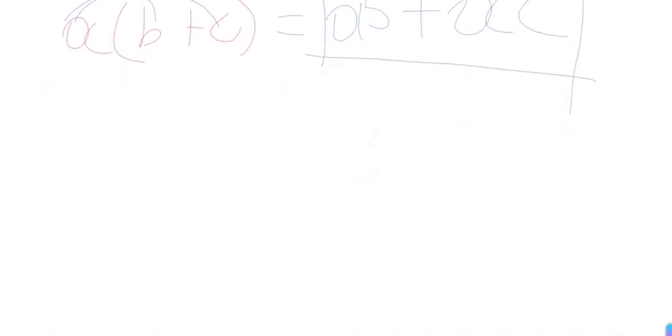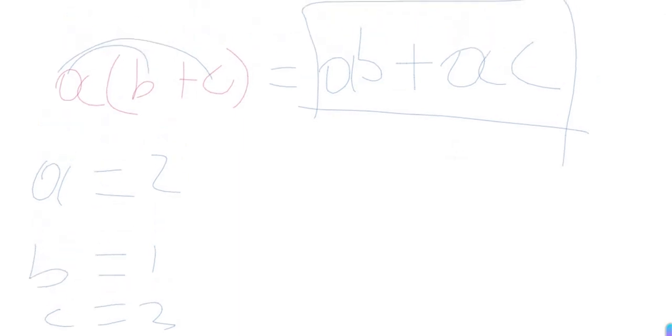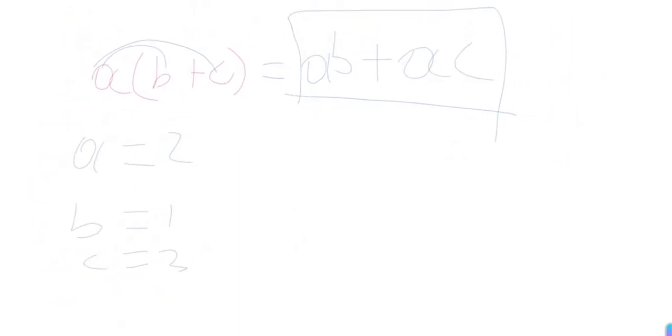So if we were to use the same numbers, I think A was 2, I'm not sure, but it doesn't matter. B was 1 and C was 3. It really doesn't matter what value you want to use. So let us see if the left hand side will be equal to the right hand side.